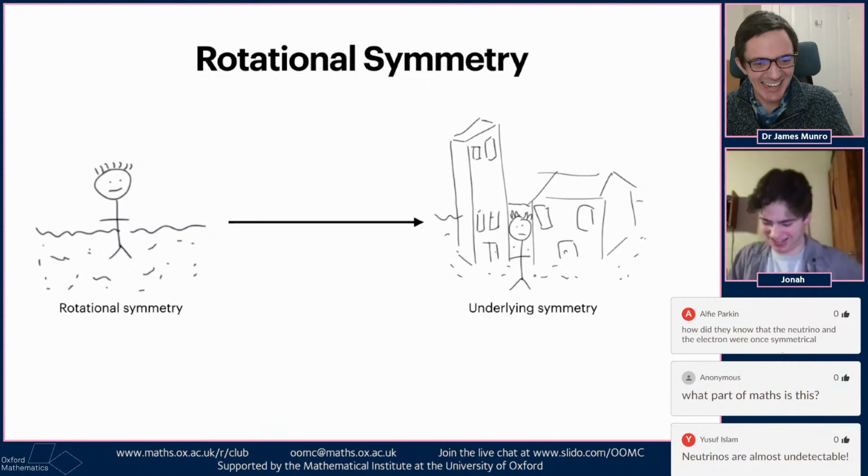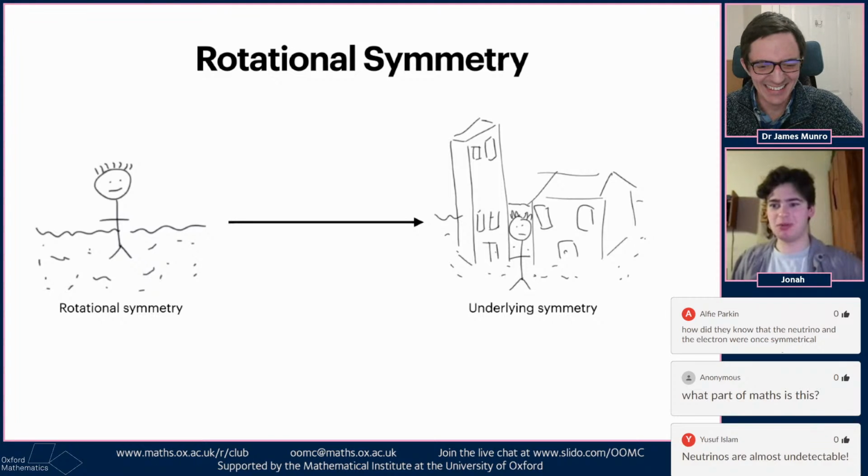Okay. More on group theory. Thank you, Alfie. We good to move on? Sure. Let's go. What have we got next?